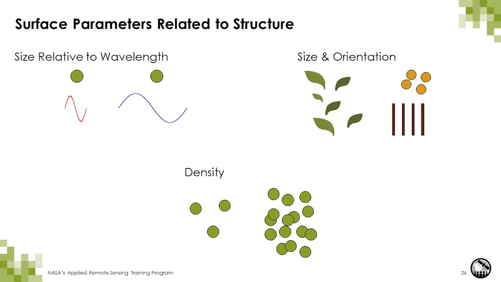Size and orientation influences the interactions of the waves that are either horizontally or vertically polarized. And then finally, the density of the scatterers and the biomass will influence the strength of the return signal as well as the depth of penetration of the signal. The signal will be stronger when scatterers are closer together. And also, the greater the biomass, the less the penetration through the canopy. This is a function of wavelength. And the greater the density of the scatterers, the less the penetration. If there are gaps in the vegetation canopy, there is a larger likelihood for the signal to penetrate all the way through.